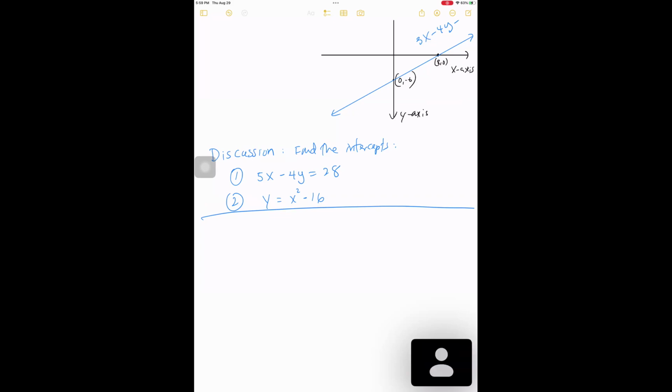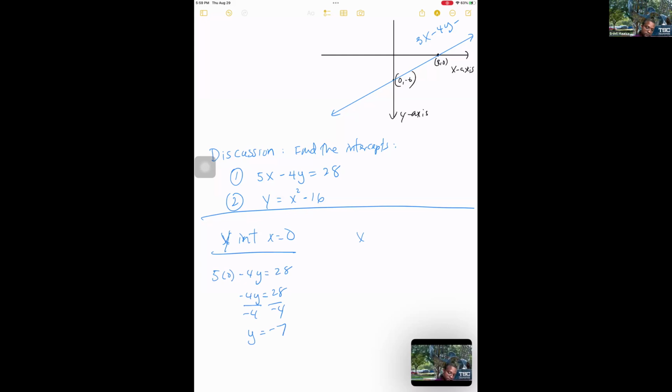I'm so sorry. You want to set the x to 0. So if we find the y-intercept, x is 0, you get -4y equals 28. And then you want to divide by -4, and then you get y equals -7. And then you want to do the same thing for the x-intercept. So you just set the y to 0, and then you get 5x equals 28.